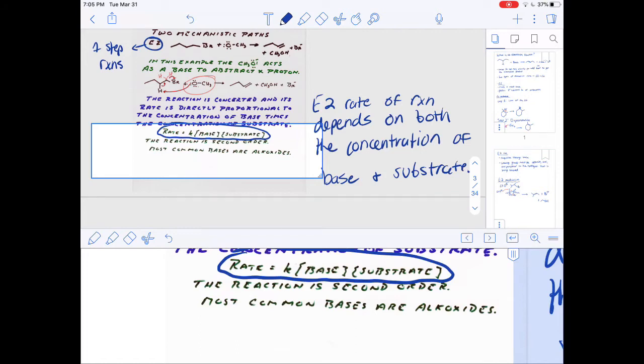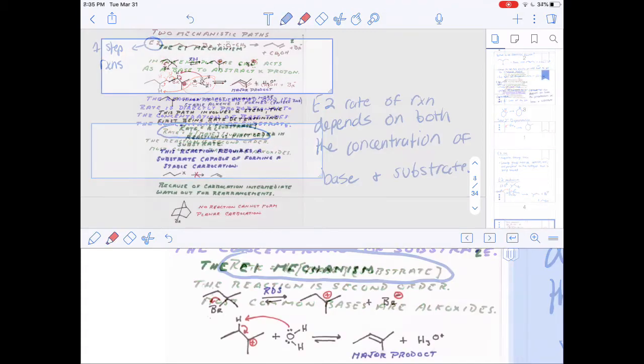Basically, all that means is when you're saying second or first order, second order means it depends on two concentrations. So in this case, because it depends on one, the base, and two, the substrate, that makes it second order. And as always, K is a constant. It doesn't affect the reaction. It's just something you have to include in there.